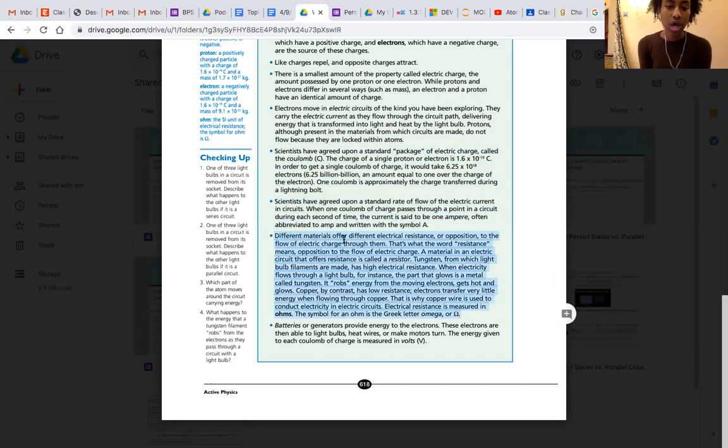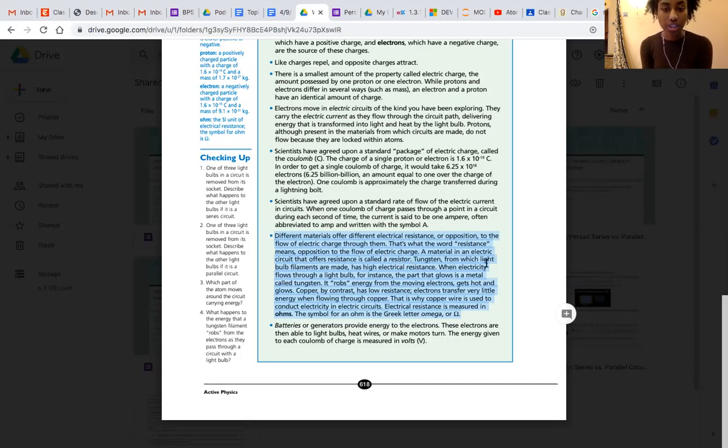Different materials offer different electrical resistance, or opposition to the flow of electric charge through them. That is what the word resistance means: opposition to flow of electric charge. A material in an electric circuit that offers resistance is called a resistor.